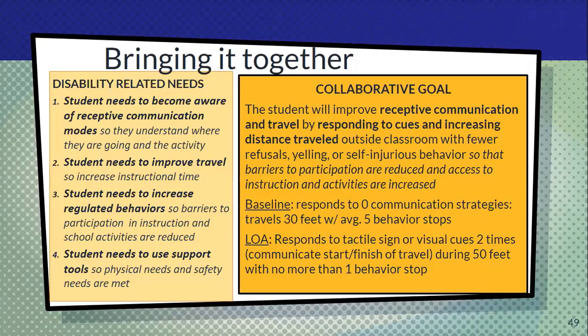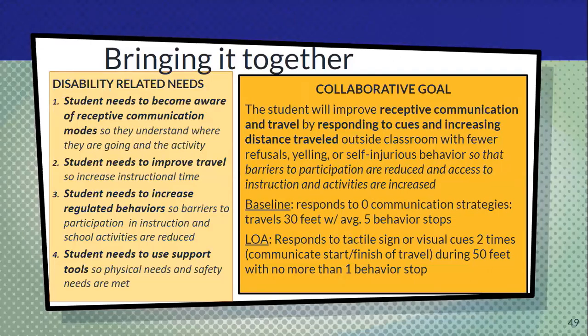So here's how we dug a little deeper in defining the student's disability-related needs and what we wanted the student to gain, and then the goal that represented it all. We knew that the student's disability-related needs related to being aware of receptive communication modes so that they could understand where they were going and the activity they were going to participate in. The student needed to improve their travel skills so they could increase their instructional time.